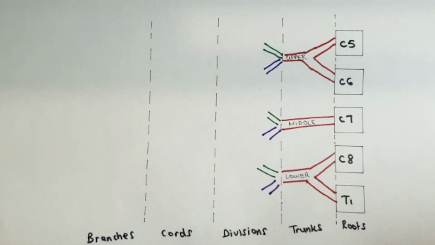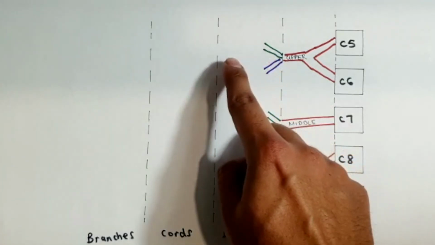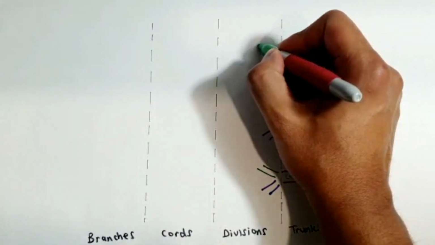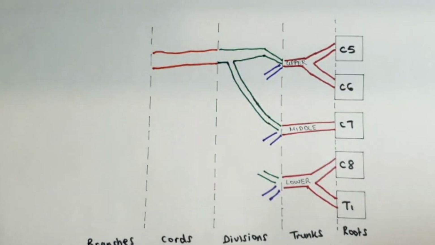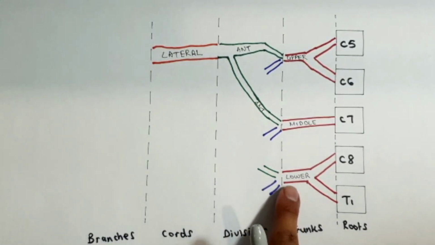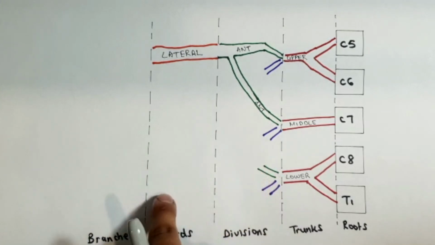Now, this is where it gets a bit confusing, but if you can get past this, the rest of the brachial plexus will be fairly simple to understand. The anterior divisions of the upper trunk and the middle trunk will come together in the top and form what is known as the lateral cord. The anterior division of the lower trunk will go alone and form the medial cord.